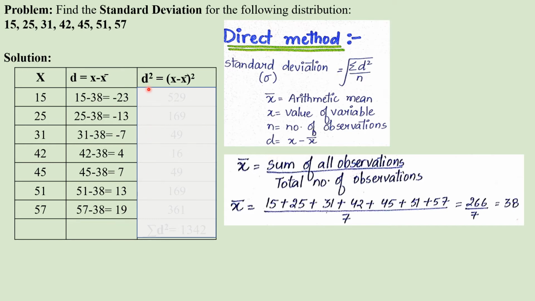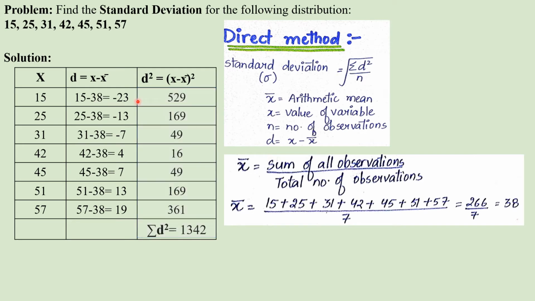Now find out d square. So minus 23 into minus 23 is 529. Minus 13 into minus 13 is 169. Minus 7 into minus 7 is 49. 4 into 4 is 16. 7 into 7 is 49. 13 into 13 is 169. And 19 into 19 is 361.